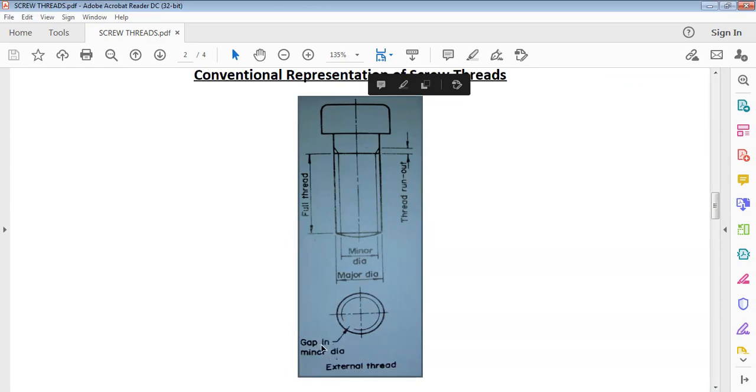And then again, the gap that we have in the minor diameter is to differentiate it from that of the major diameter. So here now, this complete circle represents major diameter, while this circle with a broken part, or with the gap, represents the minor diameter.